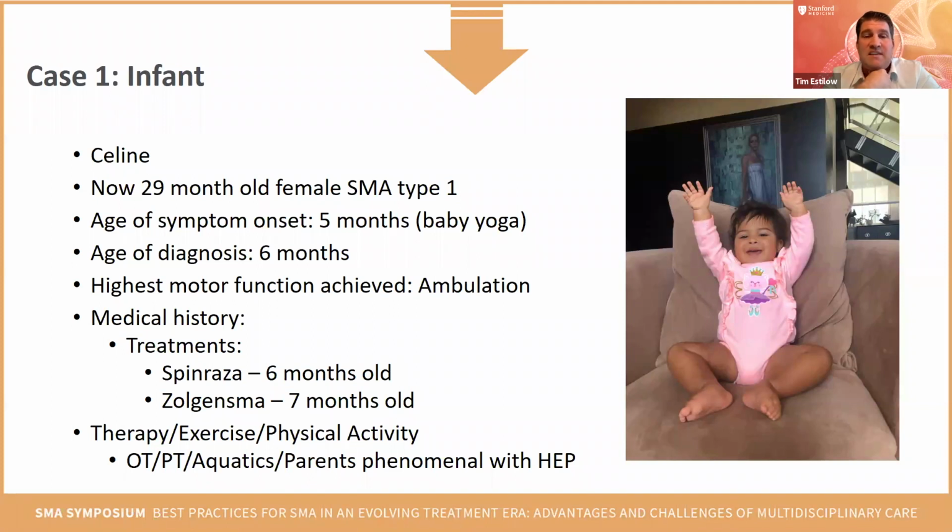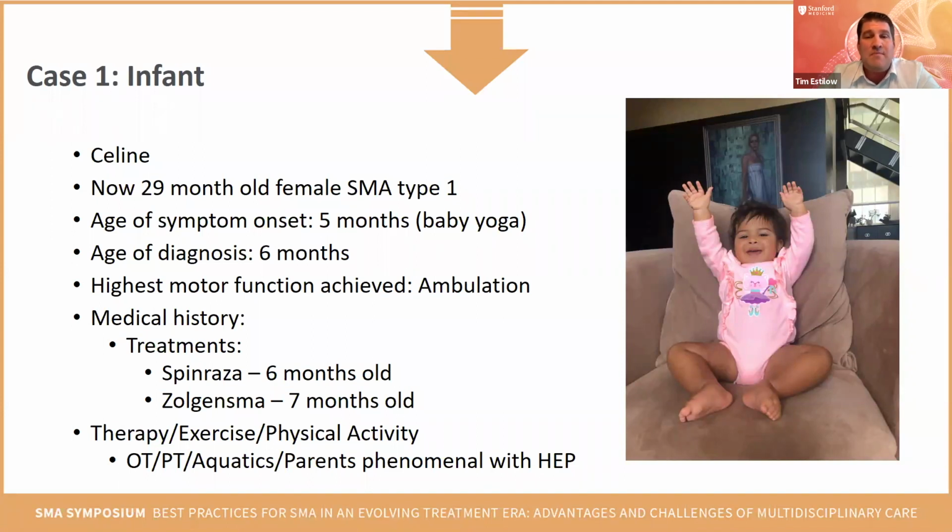So this young lady, Celine, is now a 29-month-old female with SMA type 1. So remember, these are kids who have a high probability of dying or being on ventilation by the age of 2 years, don't sit, may not roll. And you're going to see it's much different with her now.